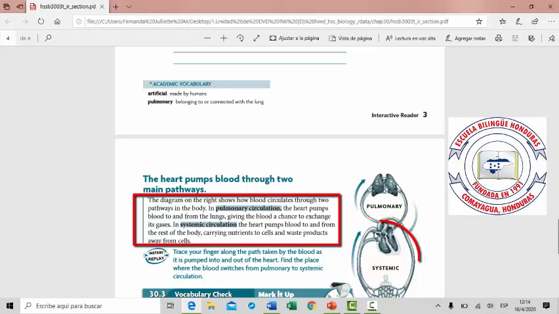Then the second pathway of the blood is the systemic circulation. The heart pumps blood to and from the rest of the body, carrying nutrients to cells and waste products away from cells.